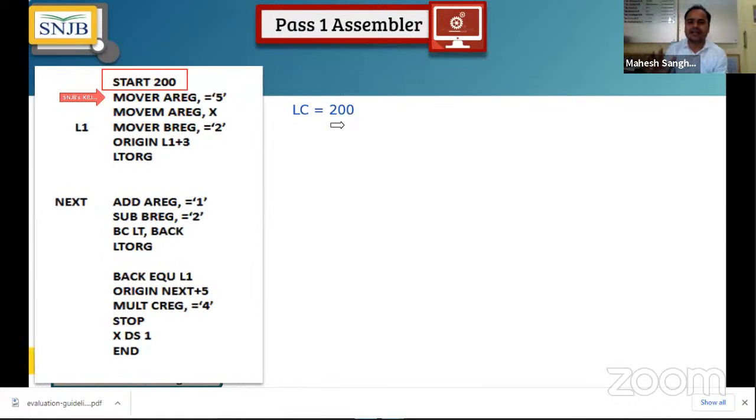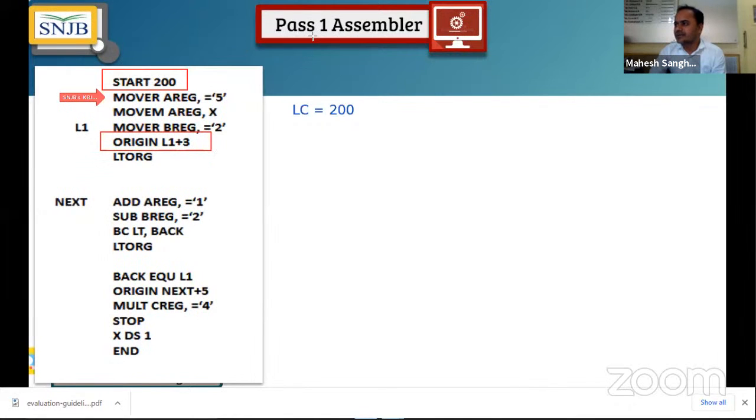START 200 will tell the assembler that the program's code will be placed from 200, and that is where you have to start. That is the duty of START 200. Now next part, what origin does, that we need to understand.